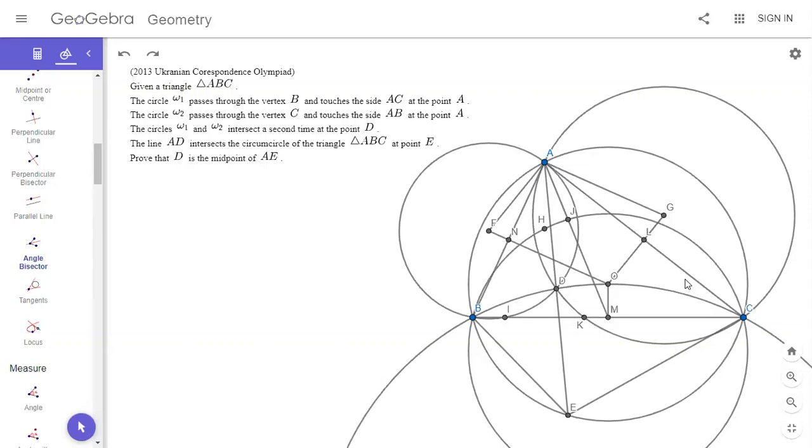Okay. I think I wanted to prove that NA squared is equal to ND times NK, to show some similarity and then prove that NDK is collinear. But wait a second. There's just so much structure going on. Yeah. All right. Let me try something else.